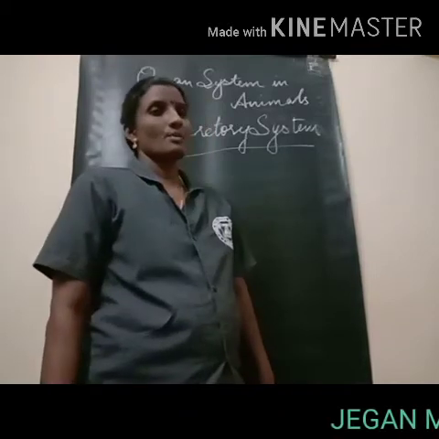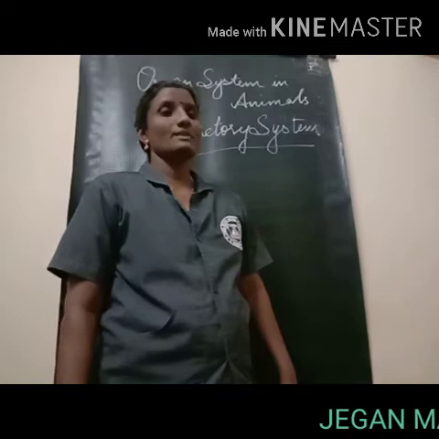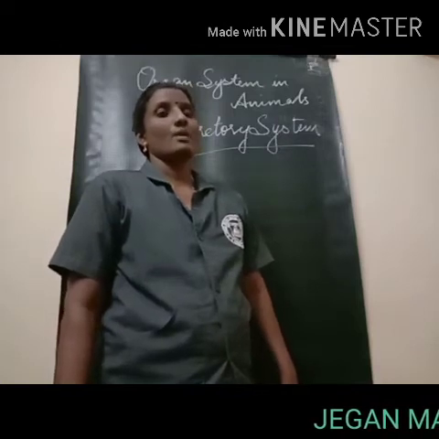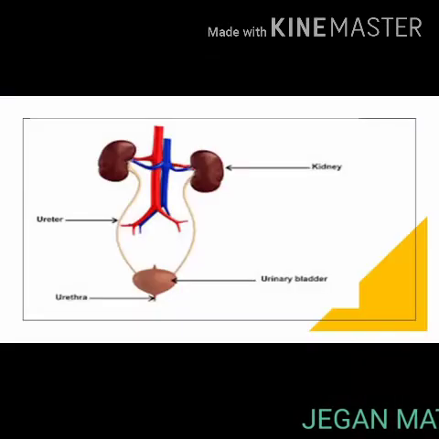Today we are going to see about organ systems in animals. In that, we are going to see about the excretory system: how the nitrogenous waste that is formed in our body is sent out.